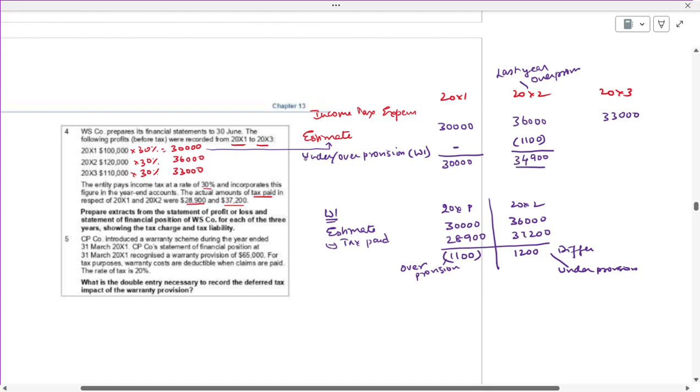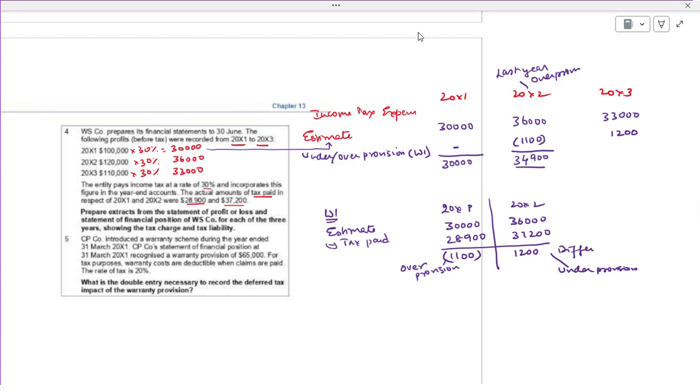34,900. Now, they have made an under provision, which means they have to pay an extra amount. Is it right? They have to pay the extra amount, and they also had to pay last year. Is that under provision? I will put it down.